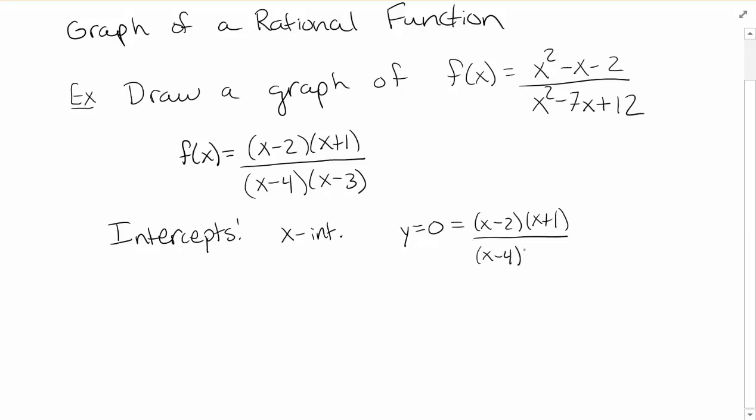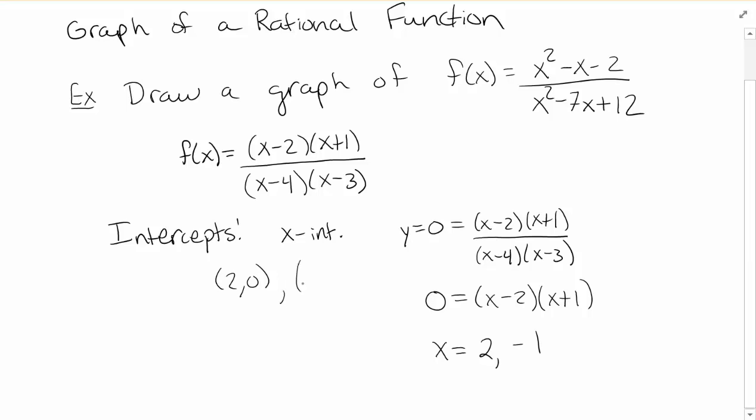A fraction is equal to 0 when the numerator is equal to 0. Or you can think about it as, I'm going to cross multiply, so x minus 4 times x minus 3 times 0 is 0, so that goes away. I end up with 0 is equal to x minus 2 times x plus 1. That has solutions x is equal to 2 and negative 1. So my x-intercepts are going to be at (2, 0) and (negative 1, 0).